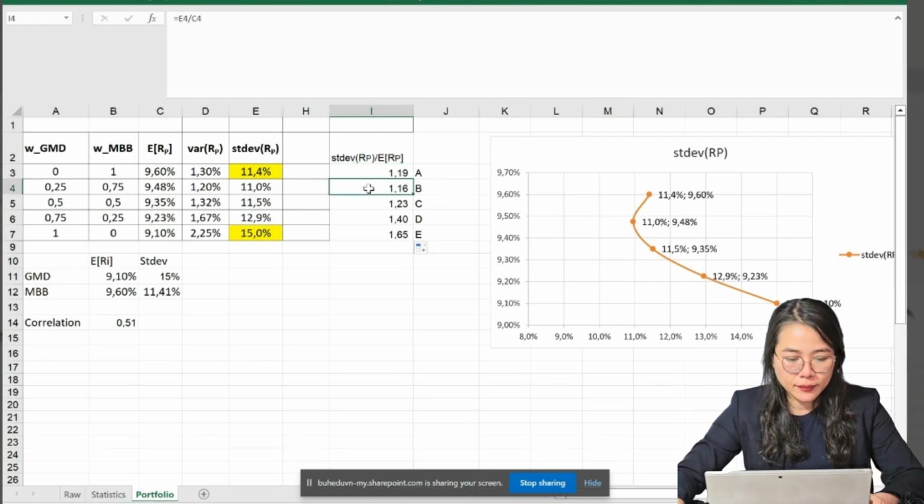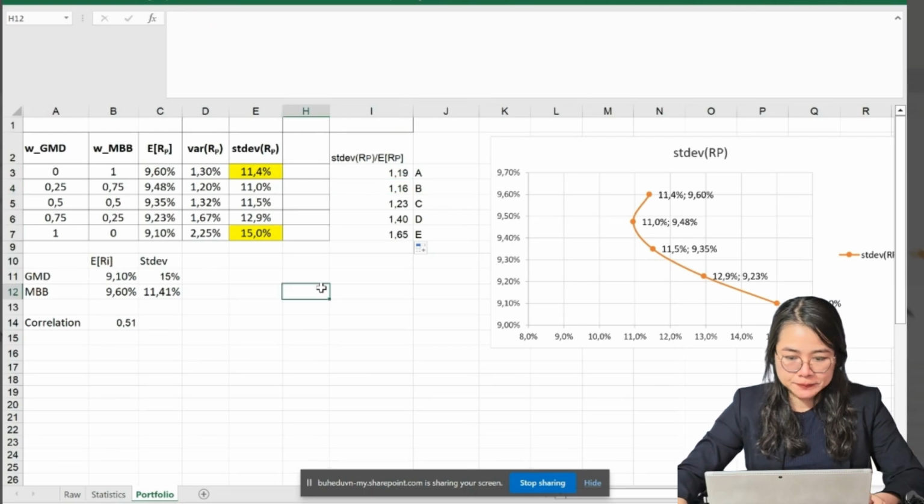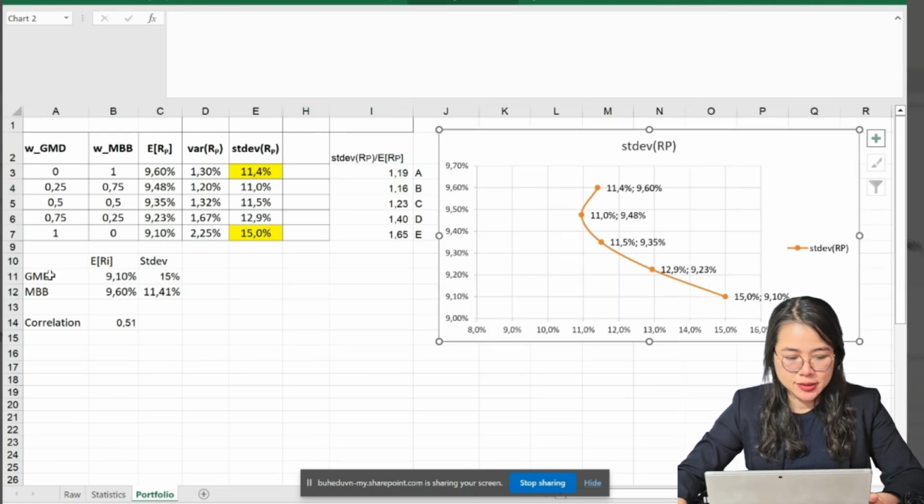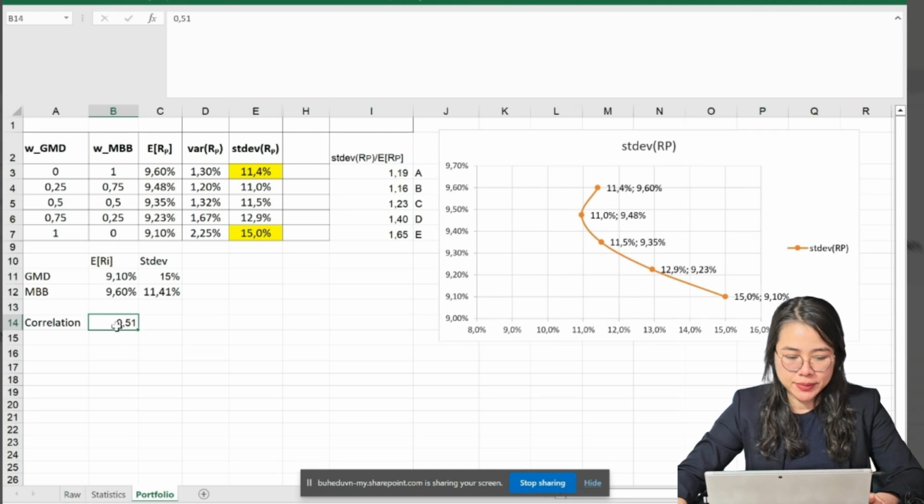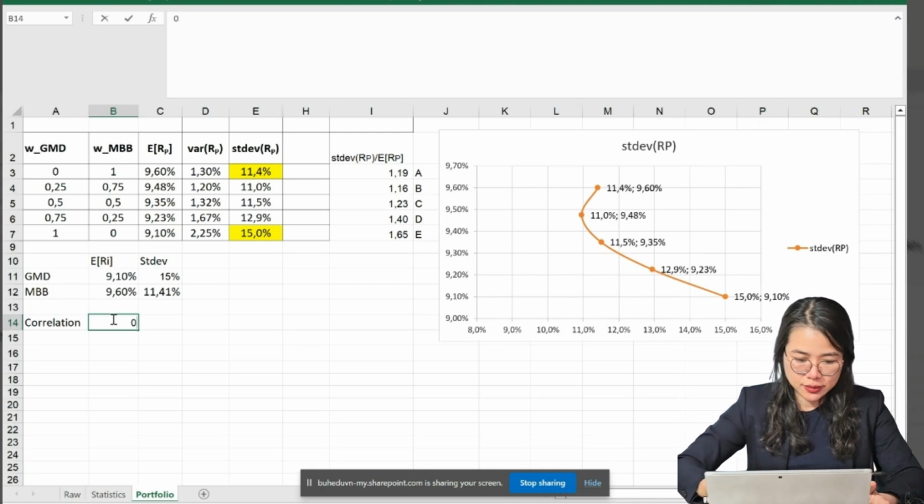Okay, and look at this figure. Now, if I change the correlation between the two assets, GMF and MBB, you can see what happens. Now I increase the correlation to, for example, 0.8.